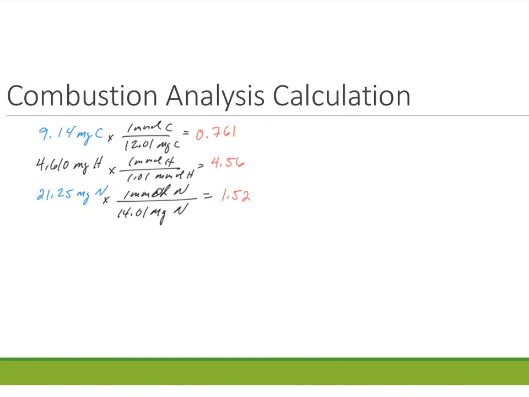And when I turn all these into moles, I get 0.761 millimoles of carbon, 4.56 millimoles of hydrogen, and 1.52 millimoles of nitrogen. I'm going to divide everything by the smallest number of moles, in this case 0.761, and I get 1, 5.99 or 6, and 2. So the empirical formula for my substance is CH6N2.